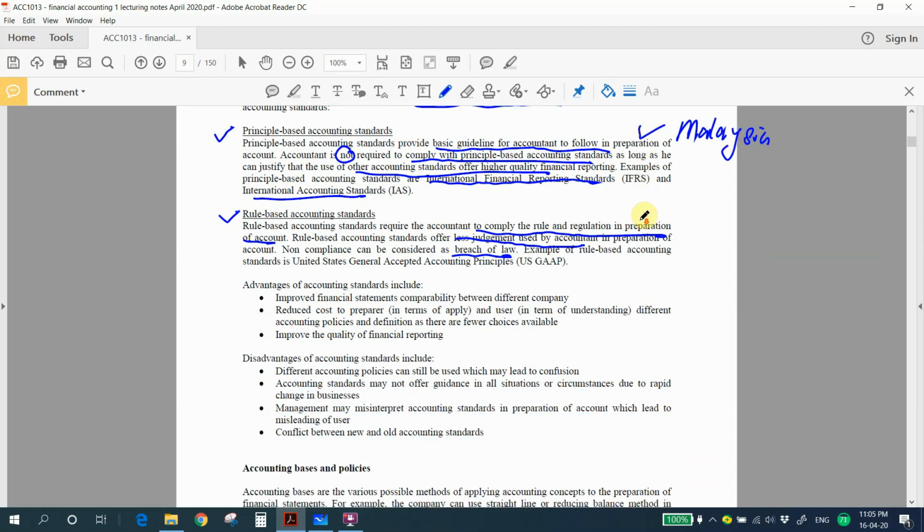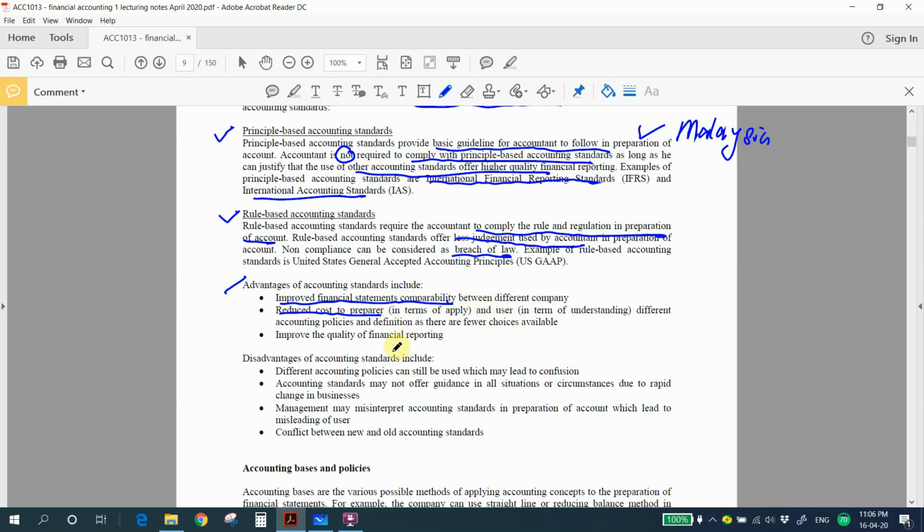Next, we are going to discuss the benefits, advantages, or disadvantages of accounting standard. Advantages of accounting standard: accounting standard can improve financial statement comparability between different companies. So if every company in the world follows the same standard in the preparation of account, of course, this is easier for us to compare between each company. Next, it reduces the cost to the preparer in terms of compliance and to the user in terms of understanding different accounting policies and definitions, as there are few choices available.